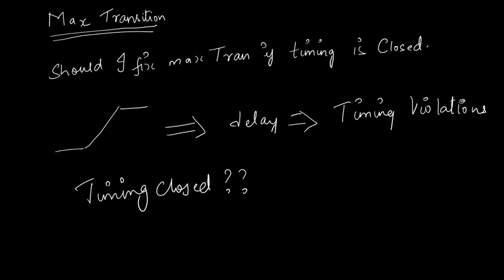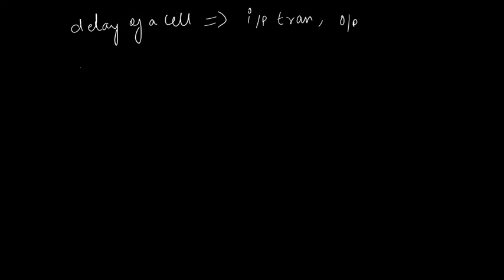Let's look at it. We know that delay of a standard cell depends on two factors: input transition and output capacitance. Now let us see how these input transition and output capacitance are modeled in the libraries and how the delay of a cell is calculated.